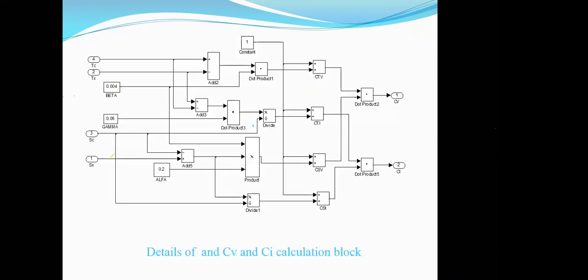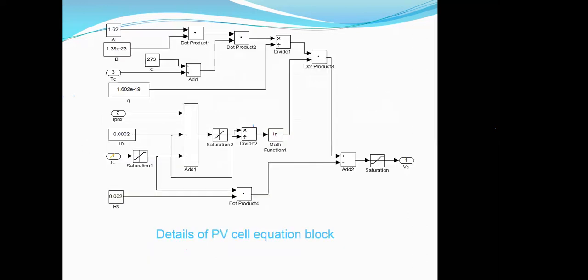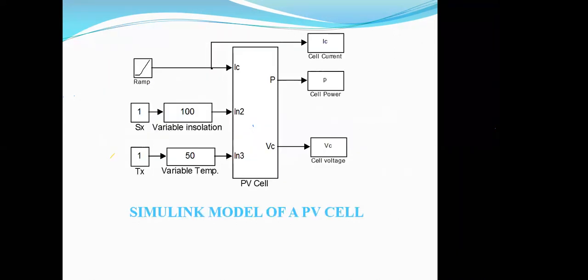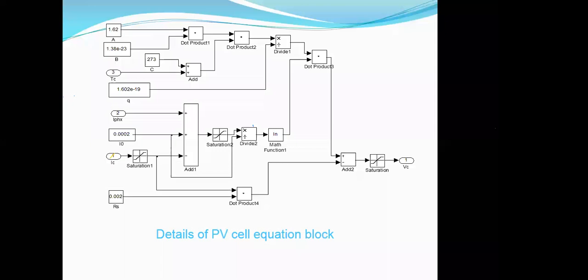So this is basically the model of the PV cell. And if we select all and create a subsystem, we'll get finally this model. Now, when we run this model, the output which we are getting is C.